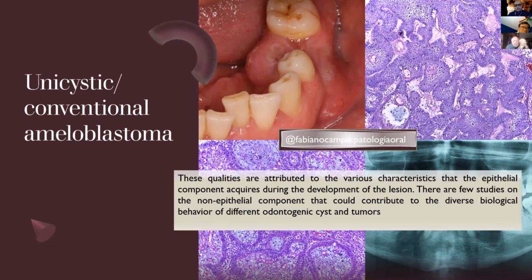So these qualities are attributed to various characteristics that the epithelial component acquires during the development of the lesion. There are few studies on the non-epithelial component that could contribute to the diverse biological behavior of different odontogenic cysts and tumors. Well, the myofibroblasts were first described by Gabbiani.